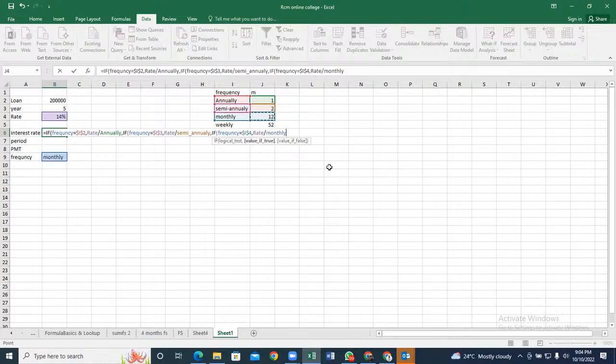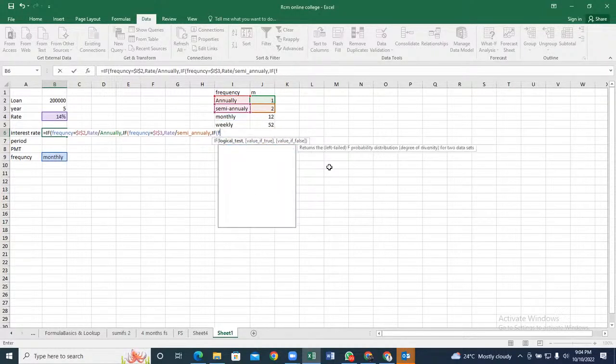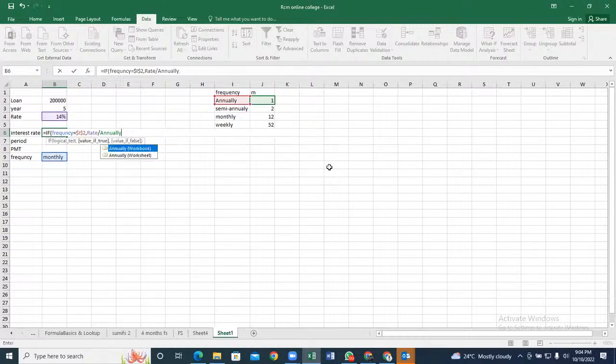Interest rate is what we are doing. Your laptop can't insert IF. You cannot insert IF without one, starting with an equal sign. Two, you cannot insert another IF. You cannot start another IF without inserting a comma.